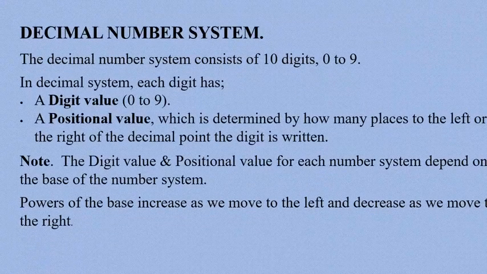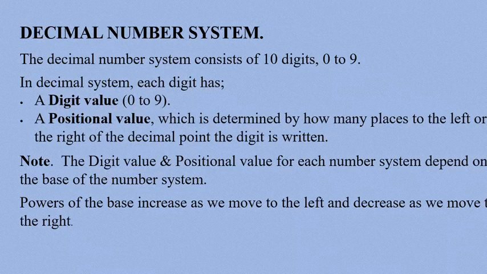The decimal number system is also called the denary number system or base 10. Many people call it base 10. The decimal number system consists of 10 digits, 0 to 9. I'm sure you are wondering how they become 10. If you count 0 to 9, remember 0 is a number, you will actually get 10. And therefore, decimal number system consists of 10 digits, 0 to 9.